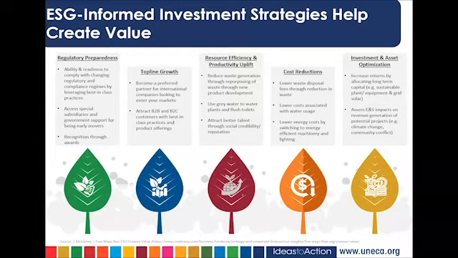What are ESG-informed investment strategies that help create value for your fund? We have adopted the 5 key strategies as adopted by McKinsey. As part of your reading material, we have provided a document that outlines all these strategies in detail. You also need to understand that ESG value creation ranges from short-term to long-term.